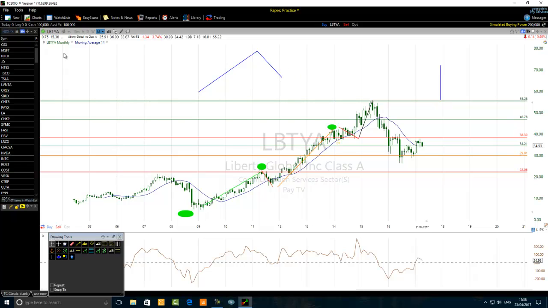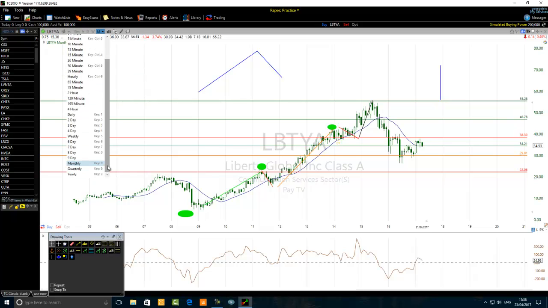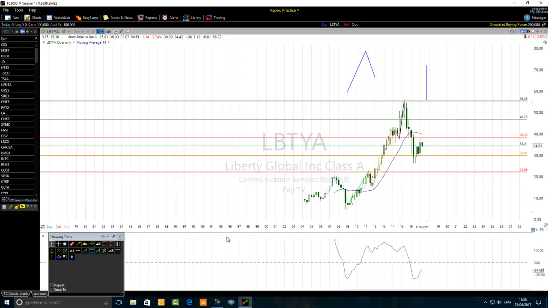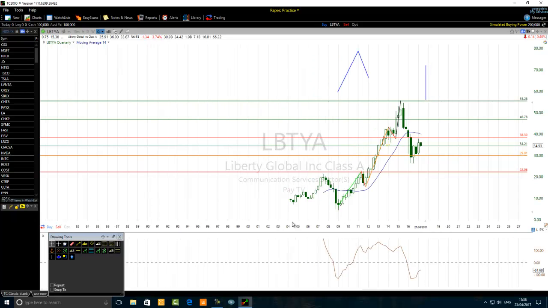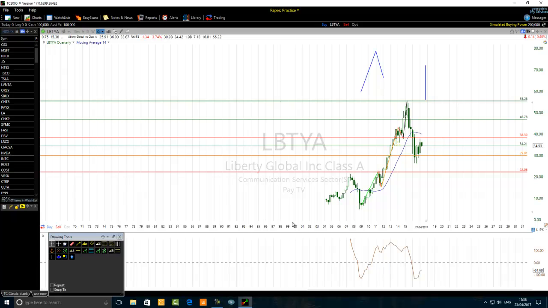If you look on this chart, I'm on the monthly chart. I'll go to the quarterly chart instead, where I started my wave count. This is the quarterly chart of Liberty Global Incorporation, Class A, ticker LBTYA, Lima Bravo Tango Yankee Alpha. This is an American stock that belongs to the communication services sector.